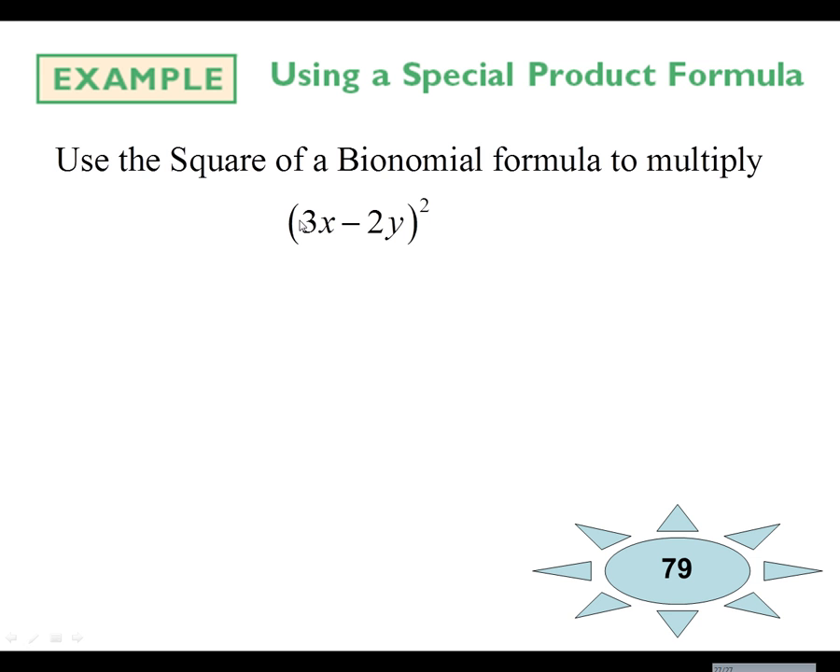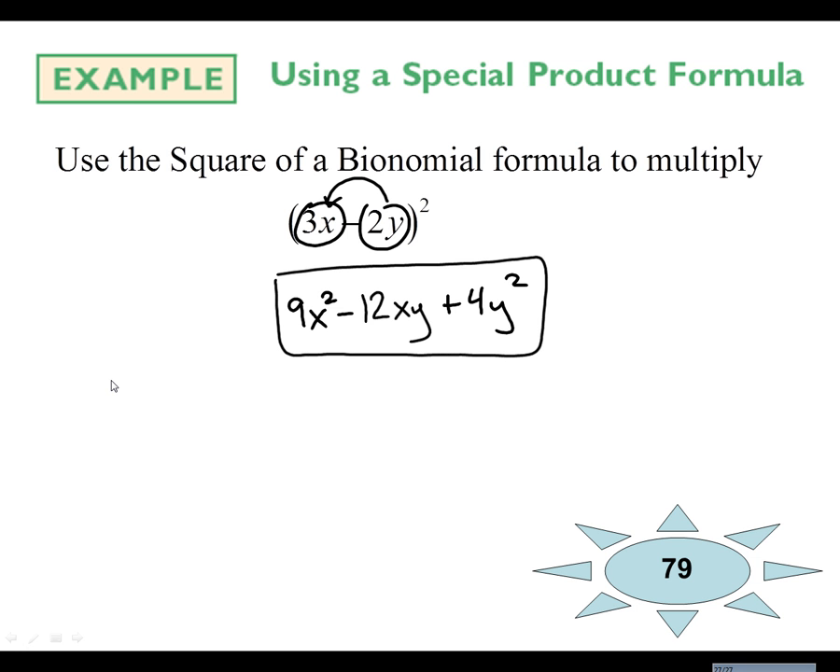All right, so let's use the square of a binomial formula to multiply these two things together, and then you'll try 79. This is a special pattern. Remember that it's square this, 9x squared, square this on the end, plus 4y squared, and in between we're going to subtract. We're going to multiply these two things together. What's 3 times 2? 6. Double that, 12xy now, though. All right? And that's your special pattern. 79. Use that special pattern, see if you can get it.